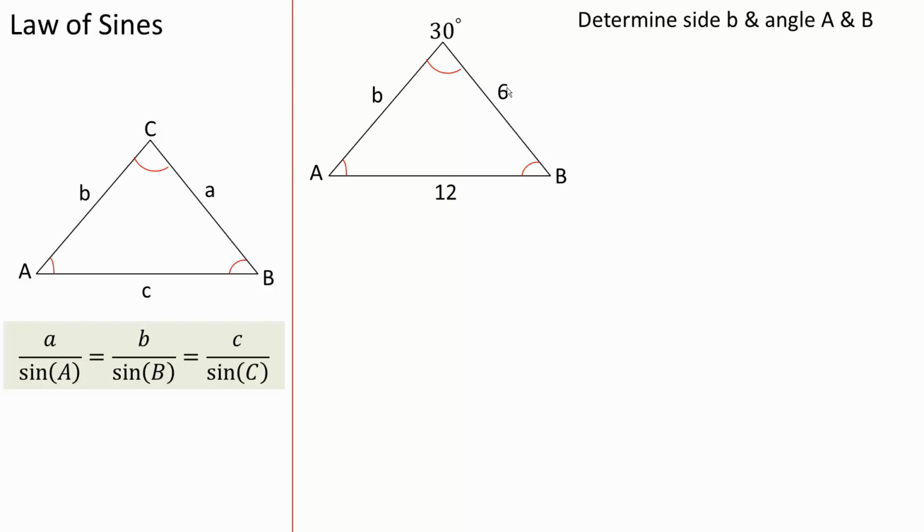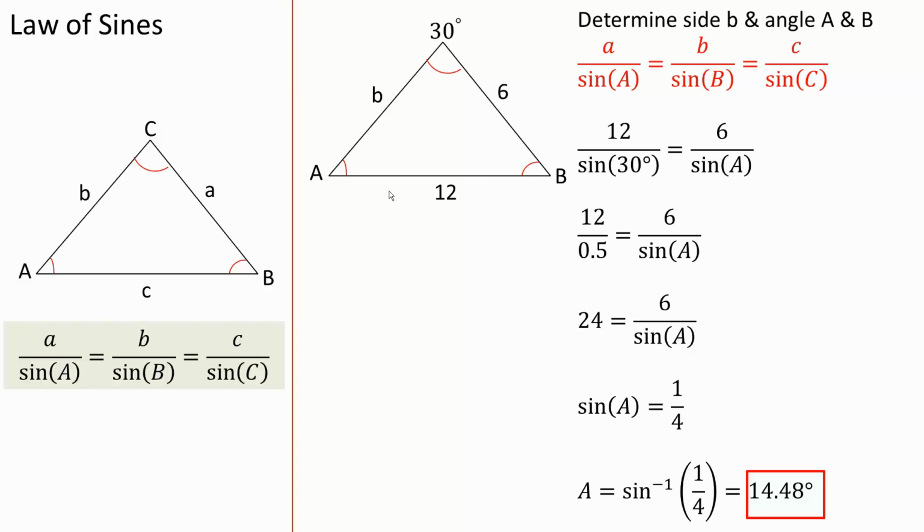I know that angle A must be less than 30 degrees because 30 degrees corresponds to 12. Angle A must be less than 30 degrees because it corresponds to 6, and 6 is less than 12. So we know one side length is 12 and its corresponding angle is 30 degrees, so 12 divided by sine 30 is equal to, we know another side length, 6 divided by sine A, the corresponding angle. Sine 30 is 1/2, so 12 divided by 1/2 would give us 24. So 24 is equal to 6 divided by sine A.